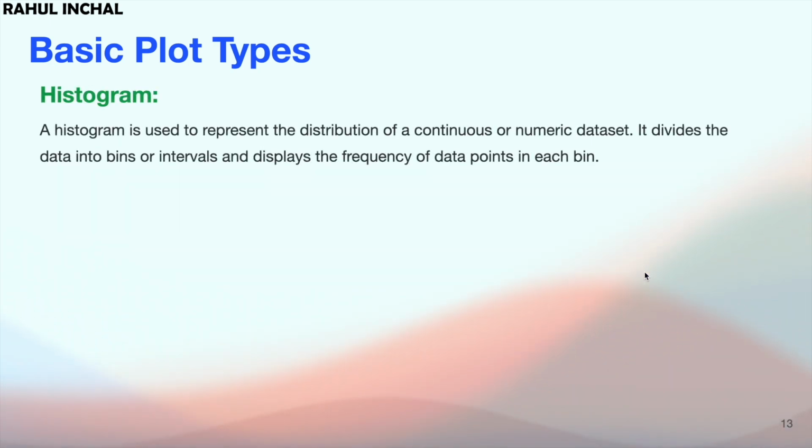Next is histogram. Histogram is used to represent the distribution of a continuous or numerical data set. Remember, histogram is connected. There is a huge difference between histogram and bar plot, right? This is a typical interview question also, so make a note of it. In histogram, it is continuous for numerical data set. It divides the data into bins or intervals, and displays the frequency of data points in each bin.